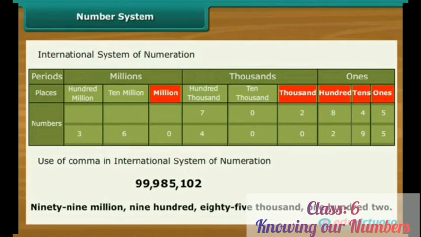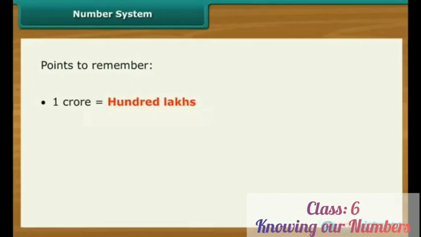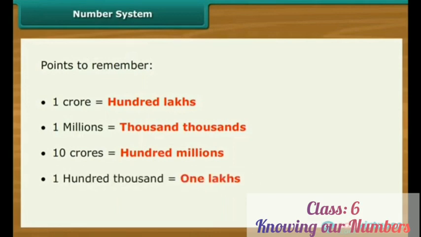Let us look at some points. 1 crore is equal to 100 lakhs. 1 million is equal to 1,000 thousands. 10 crores is equal to 100 millions. 100,000 is equal to 1 lakh.